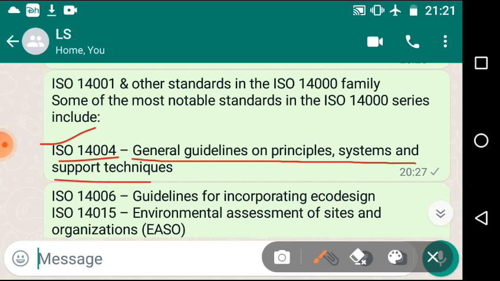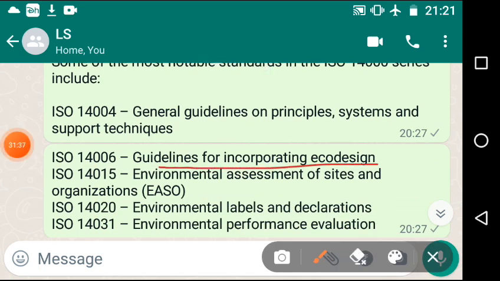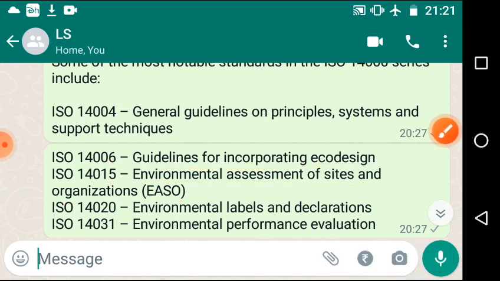Okay, now ISO 14000 is a family of environmental standards, and under it there are many other environmental standards as well, like ISO 14001, like ISO 14004. In ISO 14004, general guidelines are set up on principles, systems, and support techniques. What are the principles of an environmental management system, what systems we should maintain, and what support techniques are there.